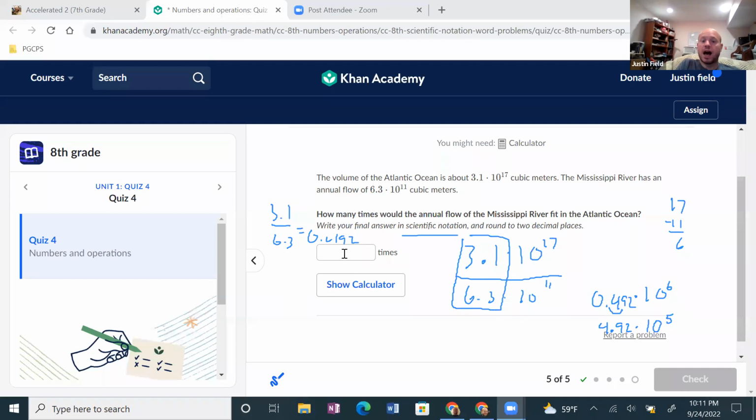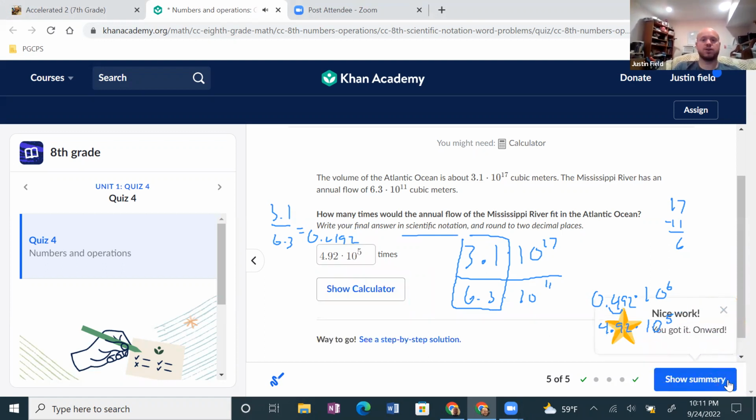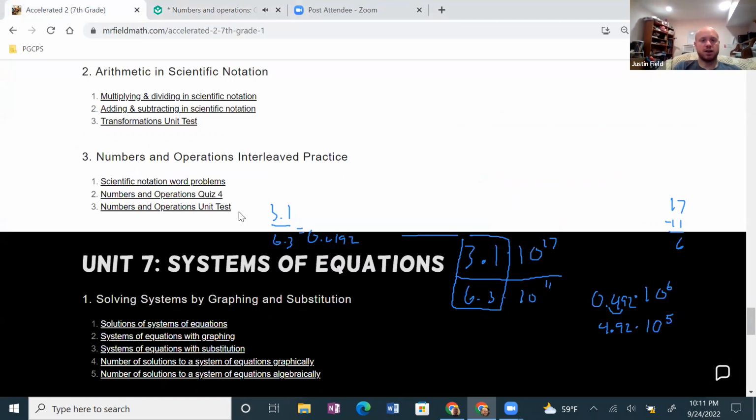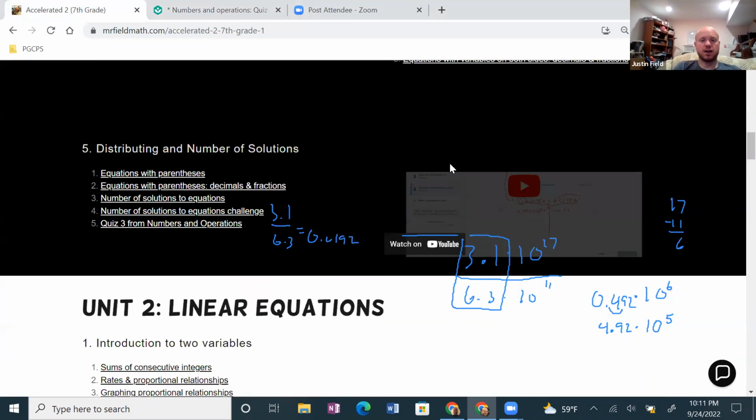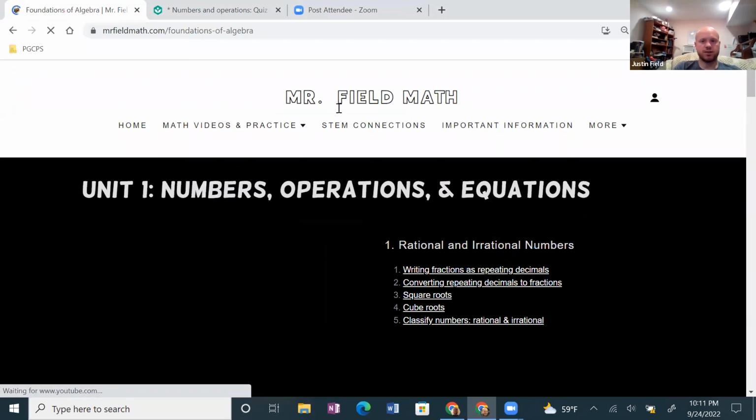Okay. I completely anticipate having to re-explain this in class, because this is tricky. But I want to give you time and a chance to practice it first. All right, so that's enough of scientific notation. Now it's on to the algebra. Are you ready? Let's clear this out.